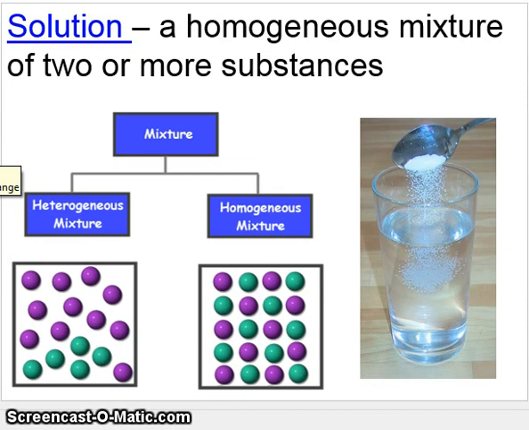A solution is a homogeneous mixture of two or more substances. Now, homogeneous, recall, means it's a thorough mixture. It's perfectly mixed. So this is in contrast to a heterogeneous mixture. Homogeneous means the two compounds or chemicals are completely mixed, as you see in the case on the right. Heterogeneous would mean that they're not perfectly mixed. They're together, but they're not perfectly mixed. So a solution, by definition, has to be homogeneous.